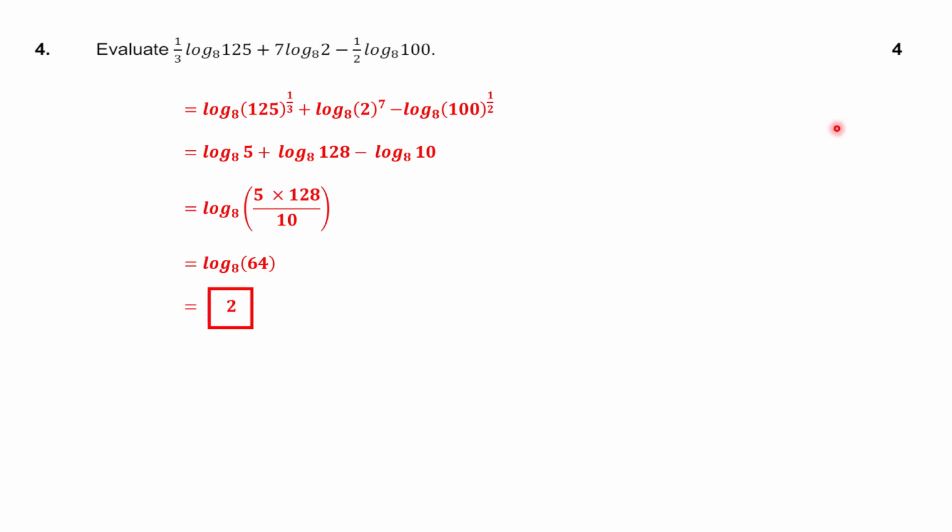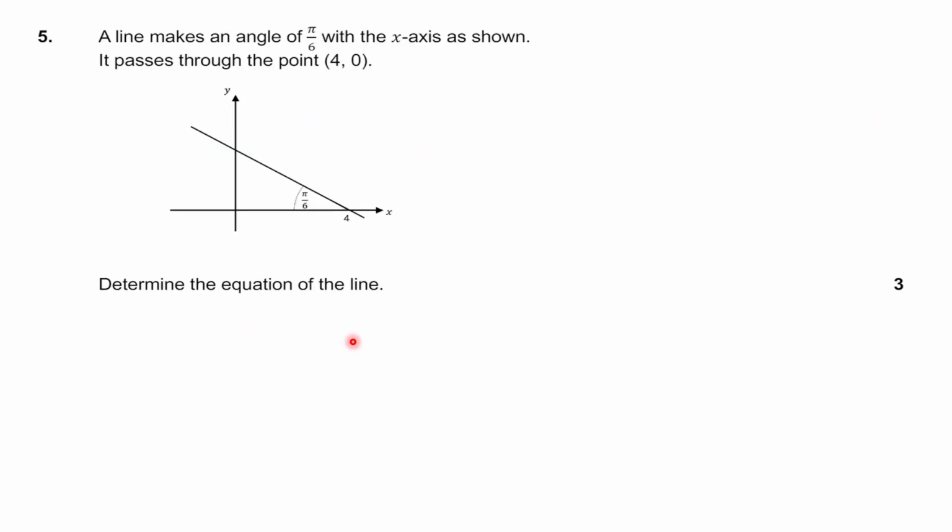So there is the answer, worth 4 marks. Next question. We have a line that makes an angle of pi over 6 radians, that's 30 degrees, with the x-axis, and it passes through that point. You can see it's a negative gradient line. It's going downhill. We want the equation of the line.